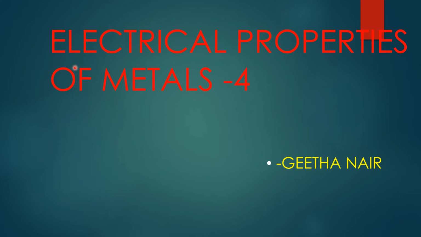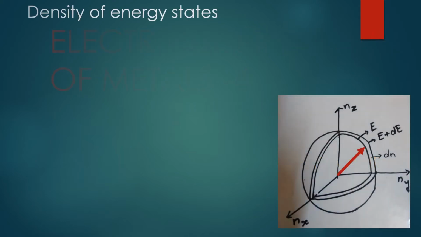This is the fourth part of the series on electrical properties of metals. Here we will see the density of energy states and Fermi energy. Density of energy states.